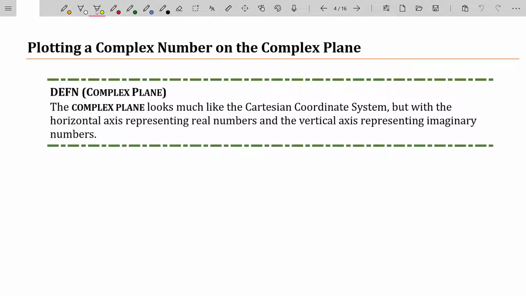In this video, we continue our conversation about complex numbers. You've just learned that i is defined to be the square root of -1. Now we're going to talk about how you can visualize complex numbers on a plane.